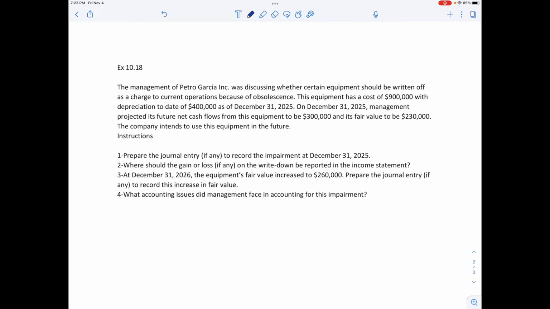Again, there's a lot of words here. I included everything just so I can explain a couple of things to you. But what we want to do is figure out, do I need to record a loss on impairment? And if so, how much and what does that look like? So when we're looking at trying to determine if we need to record the loss, we're going to look at this net cash flows. We're going to compare that to our book value or fair value.